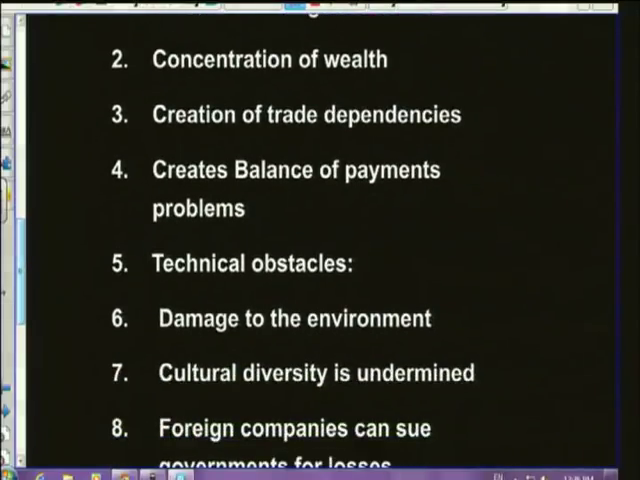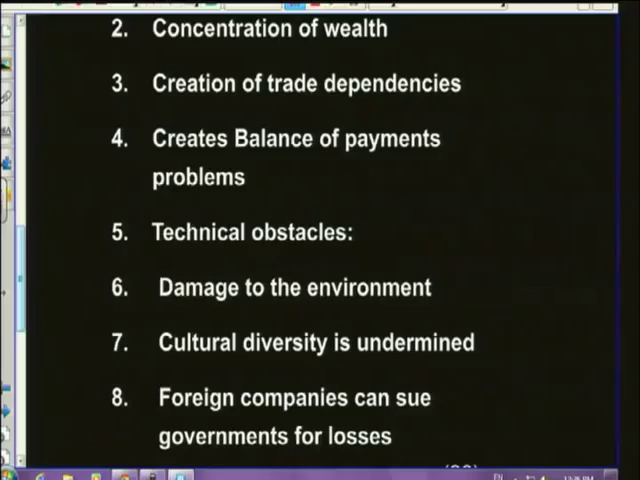Another problem with free trade is the concentration of wealth. That means certain countries that have very strong industries can benefit so much from free trade that the developing countries really struggle. They struggle because they cannot compete with international businesses, multinational companies.